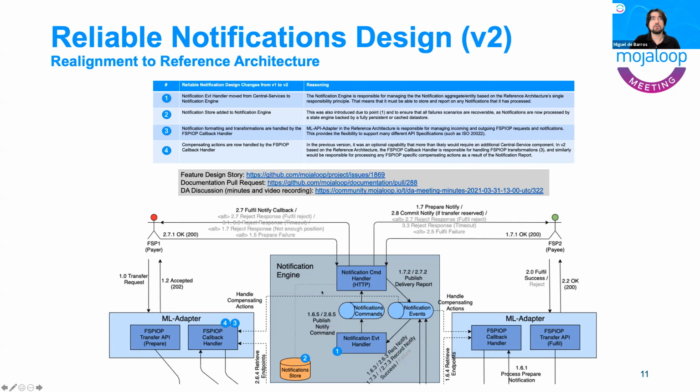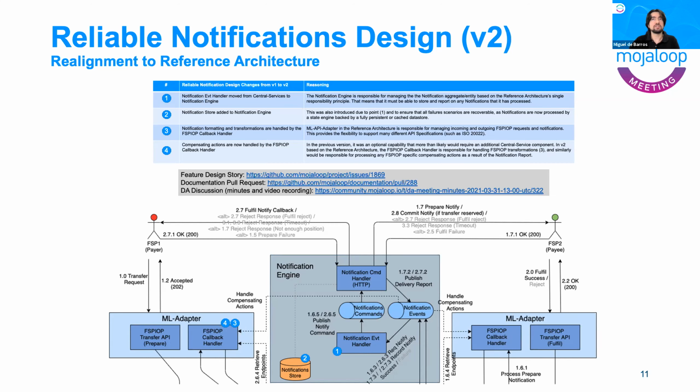The third is very much about constructing the notification itself. This was originally handled by the notification event handler, which once again was part of the central services, but this has now been moved to the ML API adapter. So the ML API adapter is the component that's receiving the FSP IOP requests or the Mojaloop API requests and processing them. And as such, as part of the reference architecture, this component is also now responsible for not only managing the notifications themselves, but also how to format them and transform them into the FSP IOP API specification.